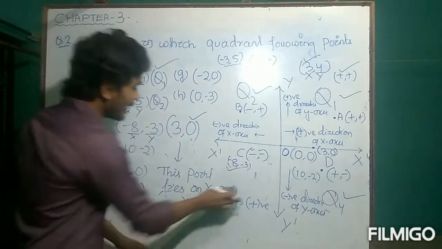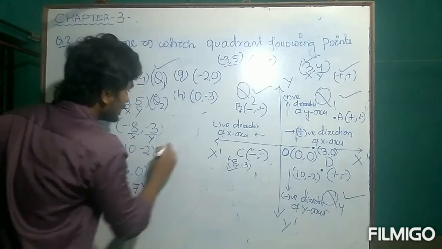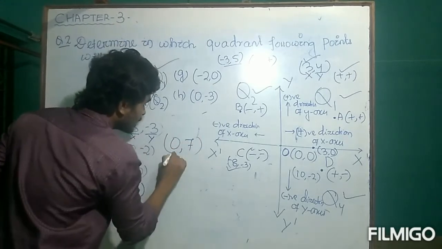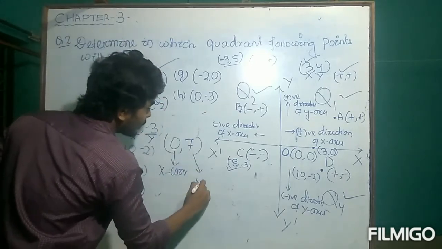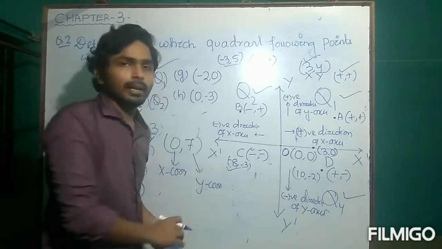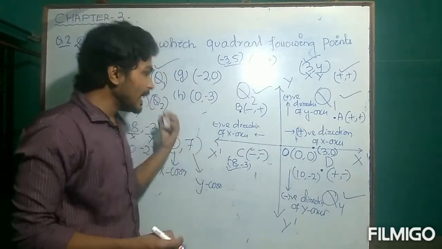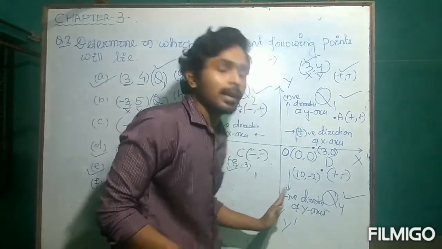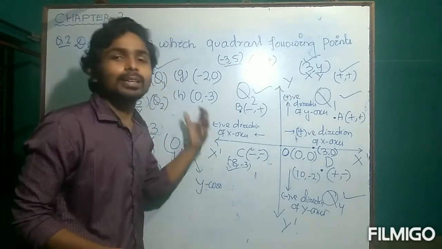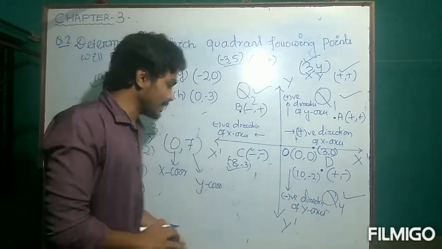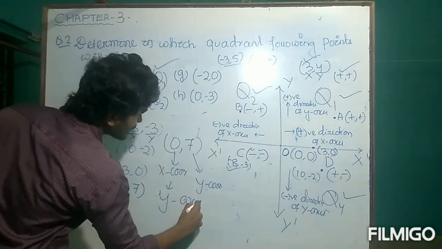Now (0, 7). For the point (0, 7), the x coordinate is 0 and the y coordinate is plus 7. Since the x coordinate is 0, and we have studied that if a point lies on the y axis, then its x coordinate must be 0, we can say yes, this point lies on the y axis.